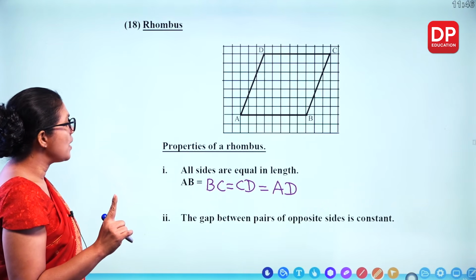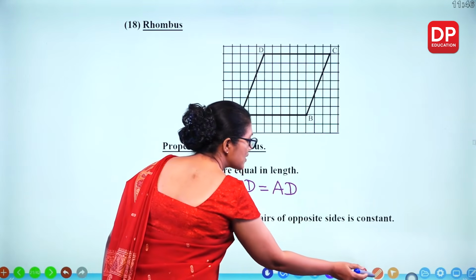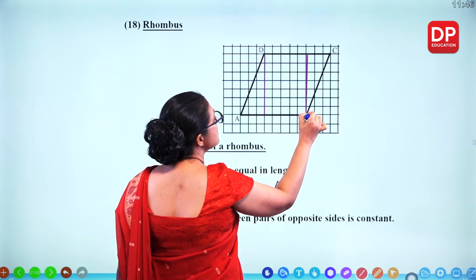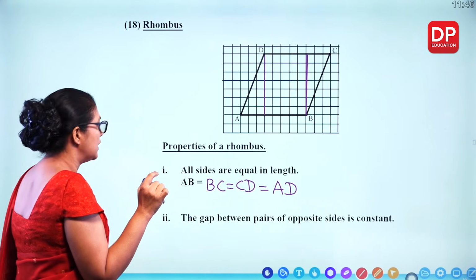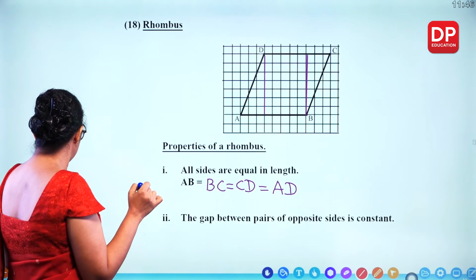The gap between pairs of opposite sides is a constant again. So what does the gap mean? Here to here. When you take any two points, the gap here is the same. So those are the properties of a rhombus.